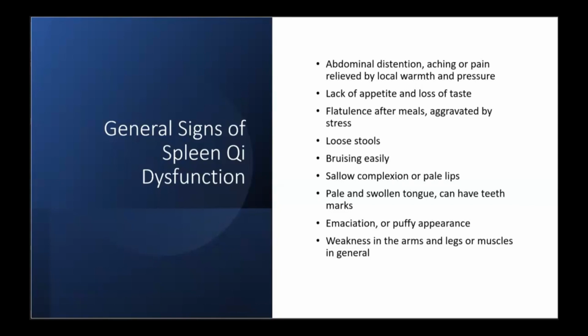Pale and swollen tongue. Teeth marks. Teeth marks we'll talk about a little later, because teeth marks are more like a fluid thing, right? The tongue is actually manifesting this buildup of stagnant fluids in the middle of your body, and you can see it in the tongue as puffiness. Tooth marks. Pale. Again, that lack of blood. Emaciation or puffy appearance. People that seem puffy, you literally say, what happened? Are you okay? You're puffy. You look kind of like a marshmallow, in color and texture. Weakness in the arms and the legs or muscles in general. That's what I was saying. It supplies the energy to the muscles to hold you in place, to move you around.